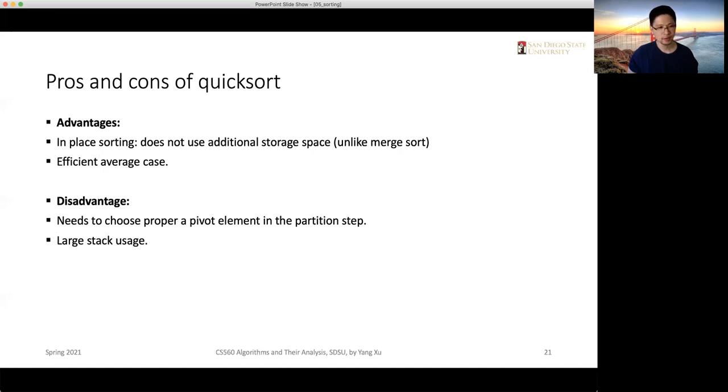Another disadvantage is that it's a recursive algorithm, so as any recursive algorithm does, it has to use the stack. All right, that's the pros and cons for Quicksort. So we are done with our first sorting algorithm introduced. Next, we're going to introduce heap sort. Okay, so let me stop the video. Stop the recording.